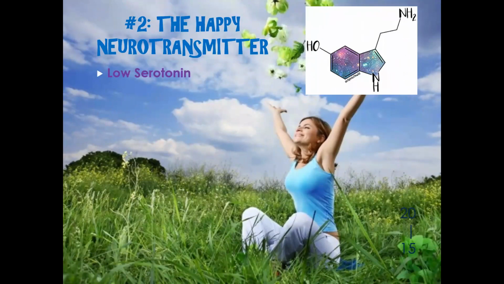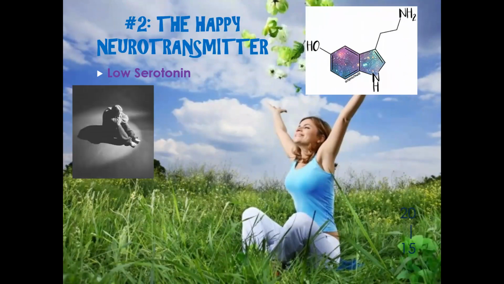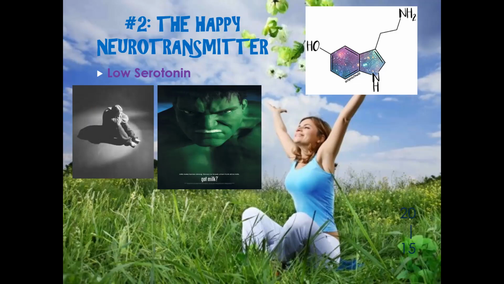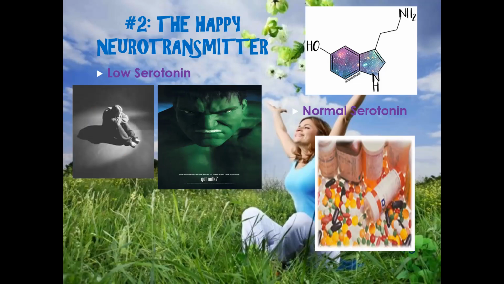And serotonin is often called the happy neurotransmitter. And so low levels of serotonin, you'll end up with depression. Depression is linked actually to several things, but it is low serotonin. It can also cause aggressive behavior. The Hulk, that gamma incident, knocked out all of his serotonin. He has none. He has a serious serotonin negativity. If you have normal serotonin, you'll be happy.